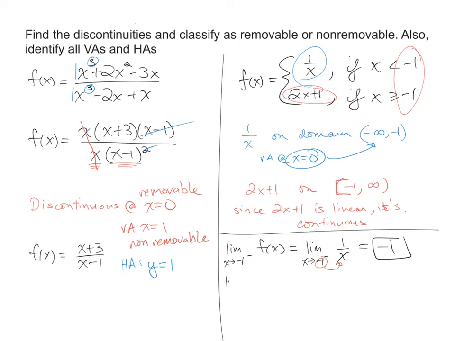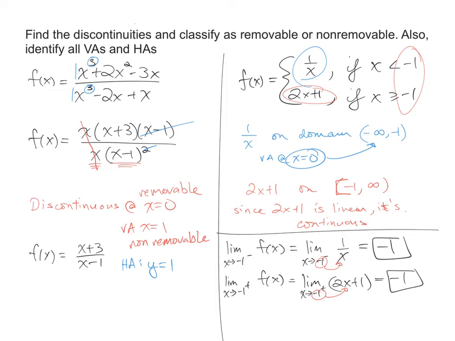The next limit we need to check is the limit as x approaches -1 from the right of f of x, and that looks like this. And again, we can substitute this -1 right in for x and get -1 for an answer.